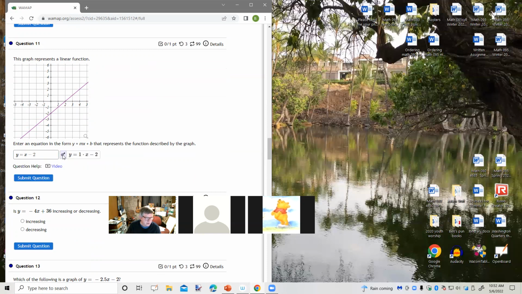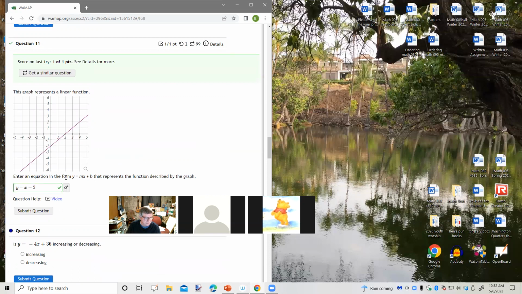Let's see what it says over here. Now, they put 1 times x, which is not wrong, but is not necessary. Let's see if it takes it. Yes, it did. Okay. All right.